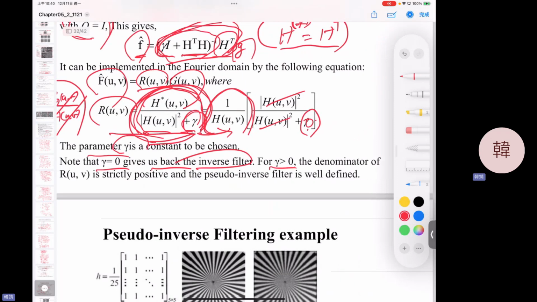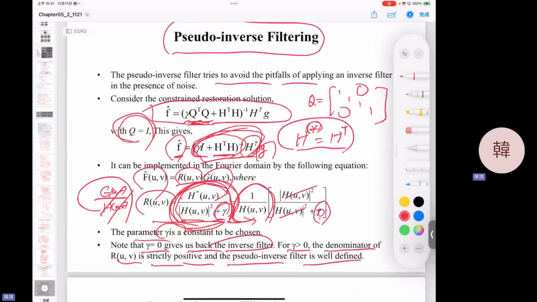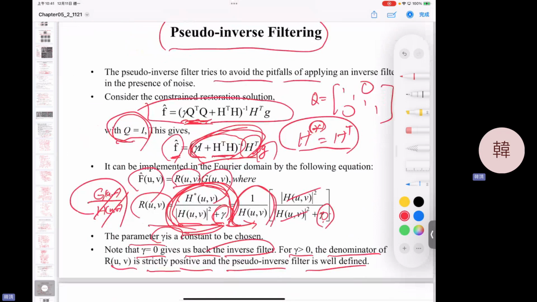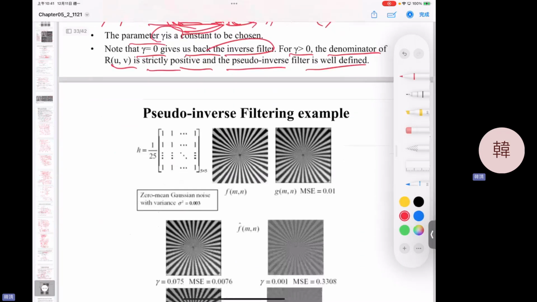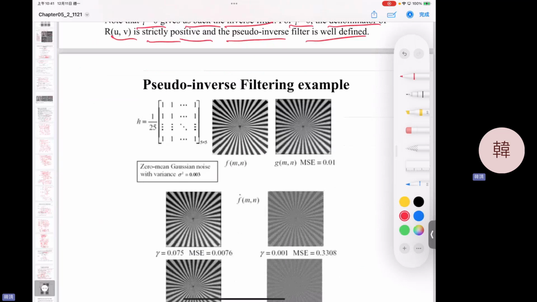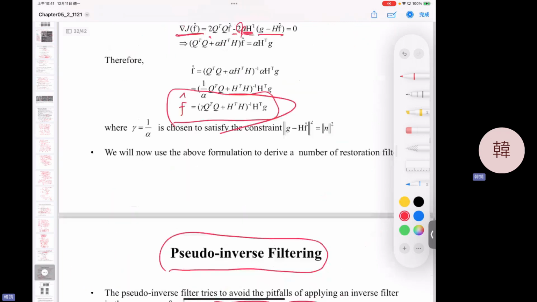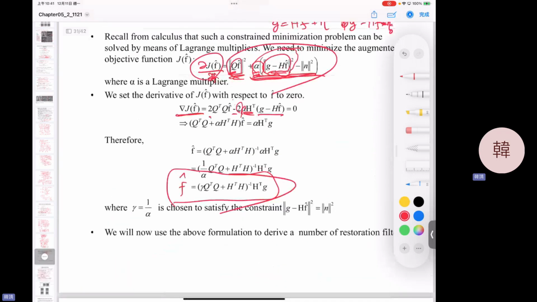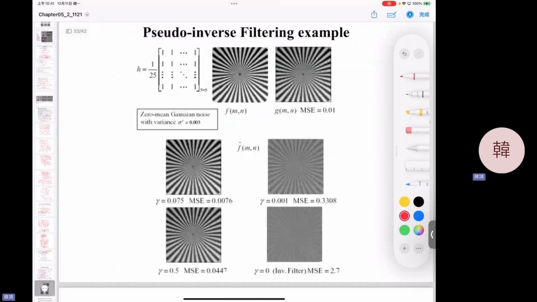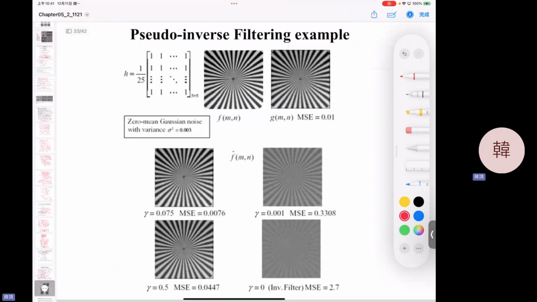If gamma is greater than 0, the denominator of the R(u,v) is strictly positive, and the pseudo inverse is well defined. So the pseudo inverse filter also comes from the optimal solution, but your Q is a very simple design. It's an identity matrix there. So it's a pseudo inverse. So let's see what the result is for the pseudo inverse filter, and compare it to the previous inverse filter. Okay, so we went through a lot from our optimization problem using the Lagrange multiplier, and we see what the result is here, the pseudo inverse filter.